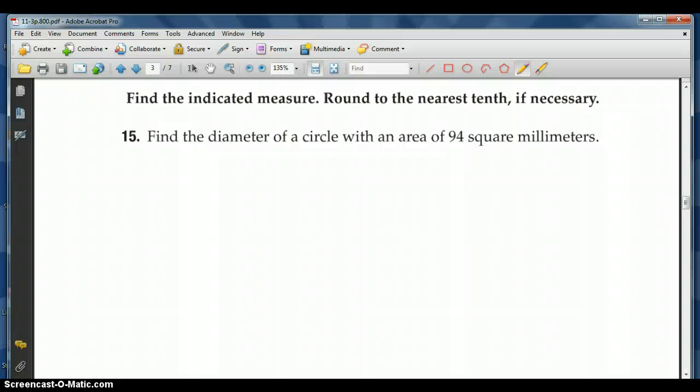Find the indicated measure, round to the nearest tenth if necessary. Number 15, find the diameter of a circle with an area of 94 square millimeters. So our area is pi times radius squared. So if we wanted to find the diameter, we have to take 2 times the radius. So we have to solve this equation for r, for radius.